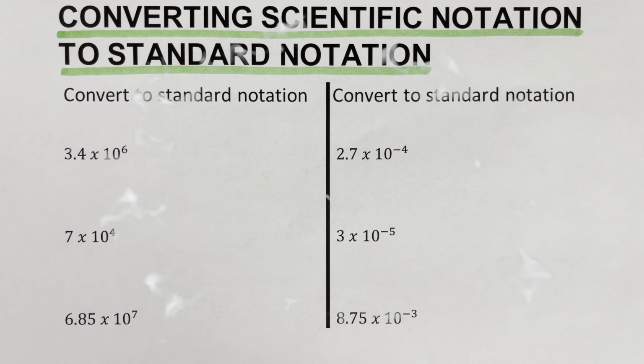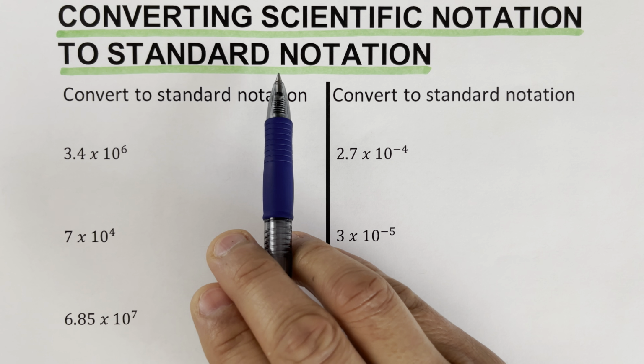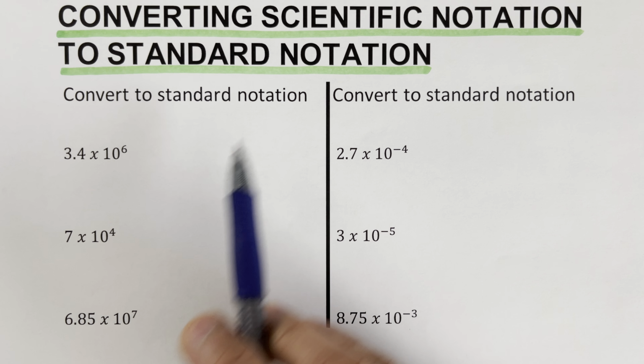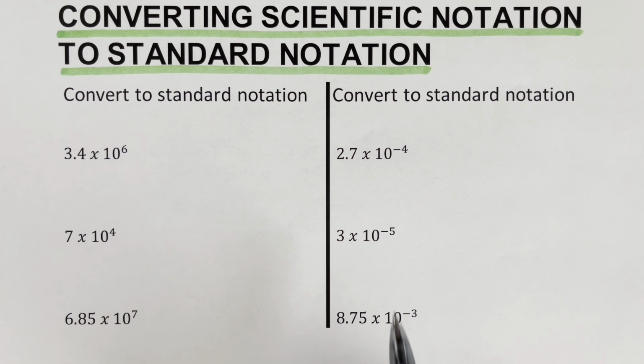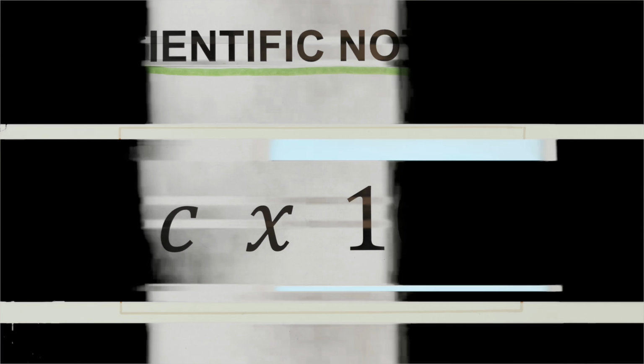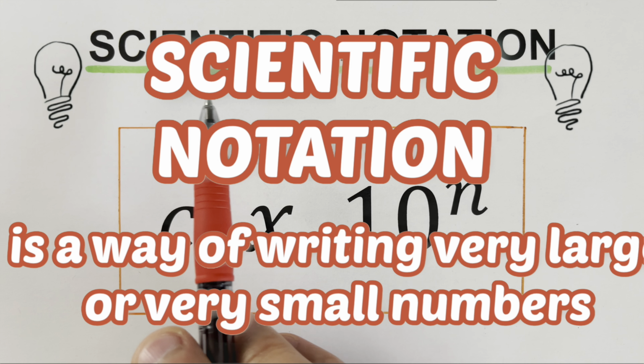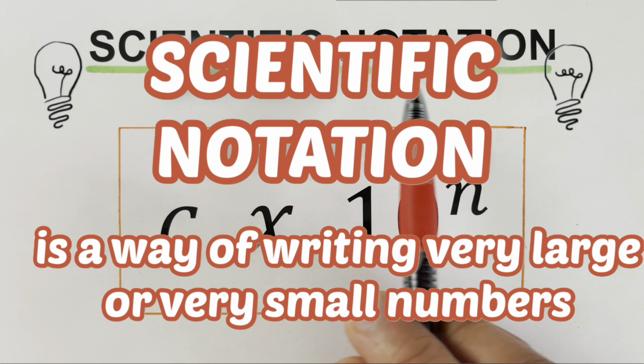Hello everyone. In this video, we will be converting scientific notations to standard form or standard notation. Before we go over these 6 examples that we have here, let's have the definition for scientific notation. We remember that scientific notation is a way of writing very large or very small numbers.